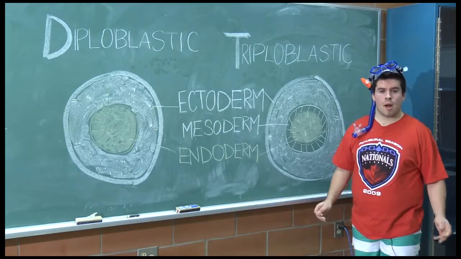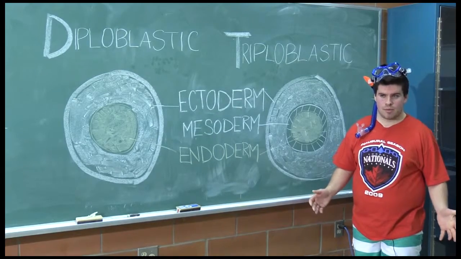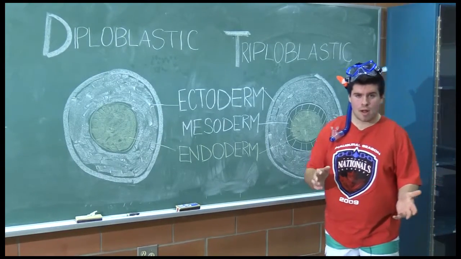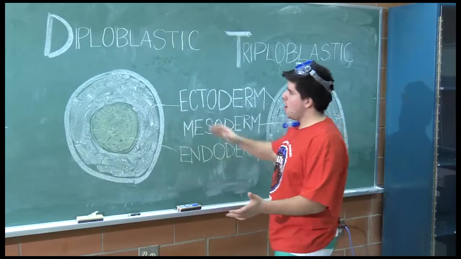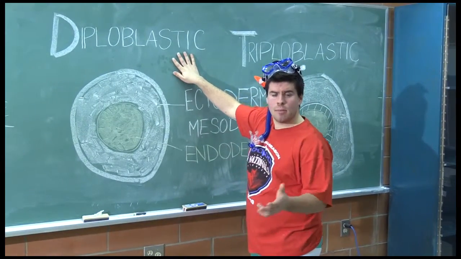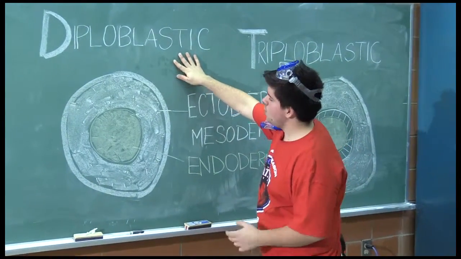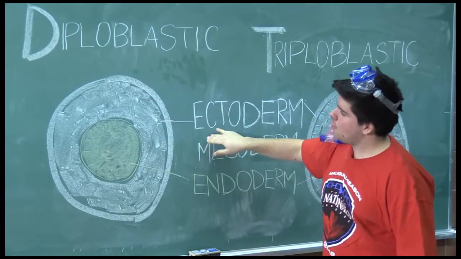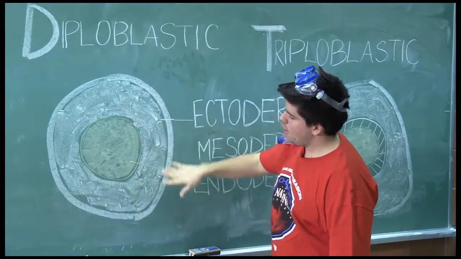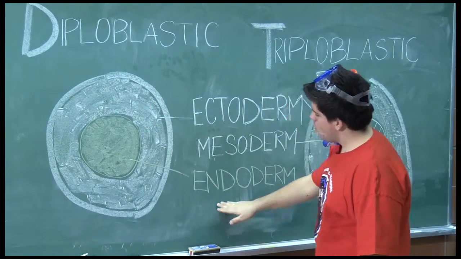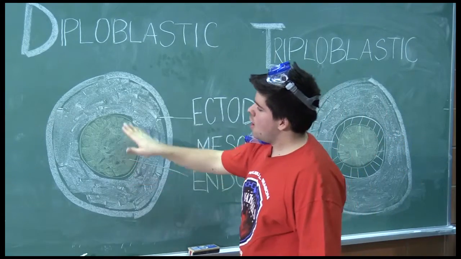Next, we're going to learn about the body plans of these simple animals. There are 2 types of body plans. The first is diploblastic. Diplo meaning 2. The first one is your ectoderm. This is your outer layer. And the second one being endoderm. This is the inner layer.